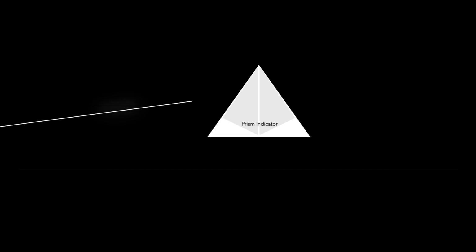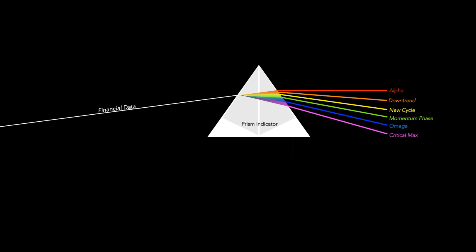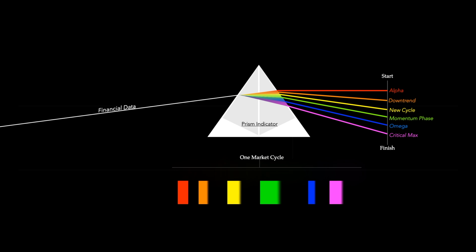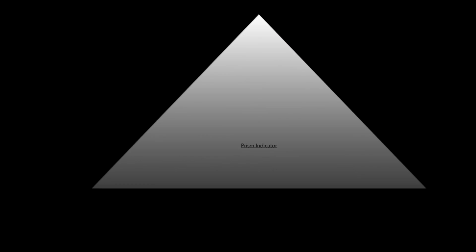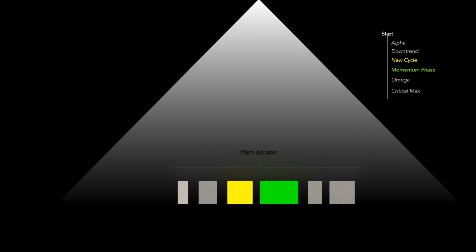The Prism indicator takes financial price data and converts it into a spectrum. Each color determines how price will behave, and since the colors are chronological, we can determine where a cycle begins and ends. The strategy explained in this video will originate within a new cycle and expand into the momentum phase.